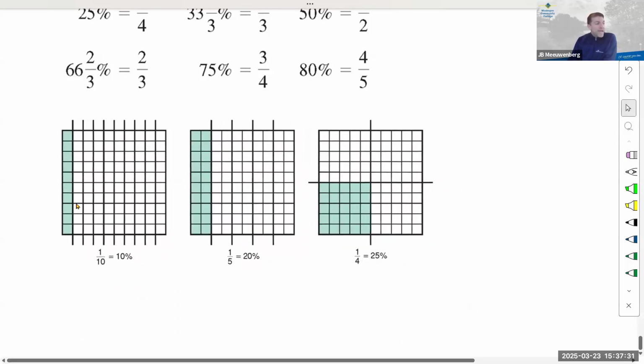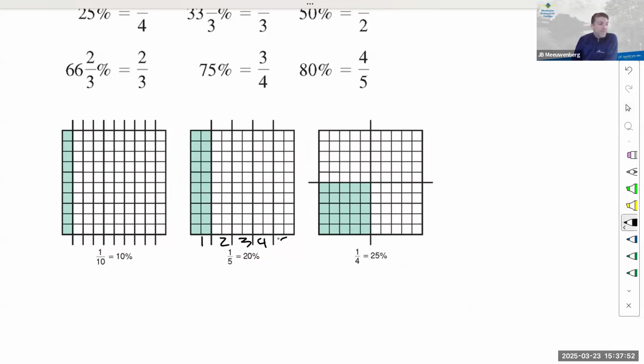Right, we know 1/10 is 10%, right? We can see 10 sections there. 1/5 is 20%. So if you think about these 20 boxes shaded, there's our 20%. But if we cut our grid up into 5 pieces, that represents one of those 5 pieces. 1, 2, 3, 4, 5, right? So one of those entire pieces out of 5. 1/4 is 25%. Make a 5 by 5 corner here, and you get 1, 2, 3, 4. So 1/4 is 25%.